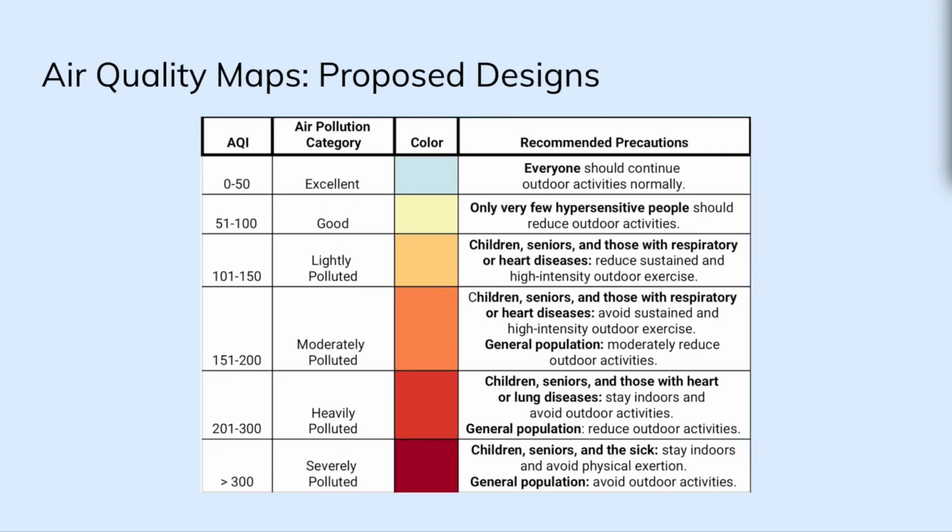Now I'll show some of the designs I came up with for showing uncertainty on a map of air quality. First, the colors. Instead of using the standard air quality index color scheme, which you see on government websites, I replaced that with a perceptually uniform color scale. That's a color scale where the amount of difference between each step appears the same to our eyes.